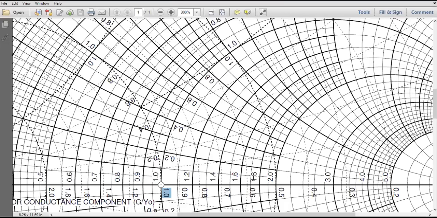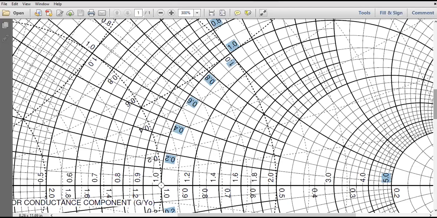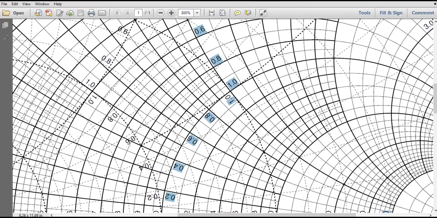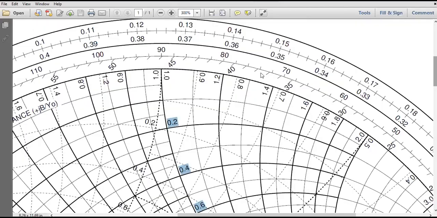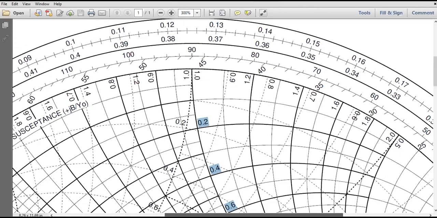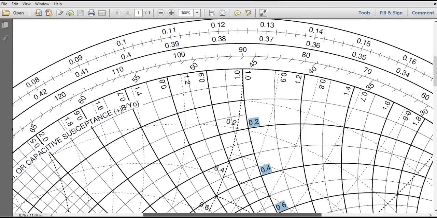So this is the real part. Now you can just check: this is 0.2, 0.4, 0.6, 0.8, 1. So what are these values? These are the values of your reactance. The best part is you can check it at the outermost, so here you will not have any confusion.